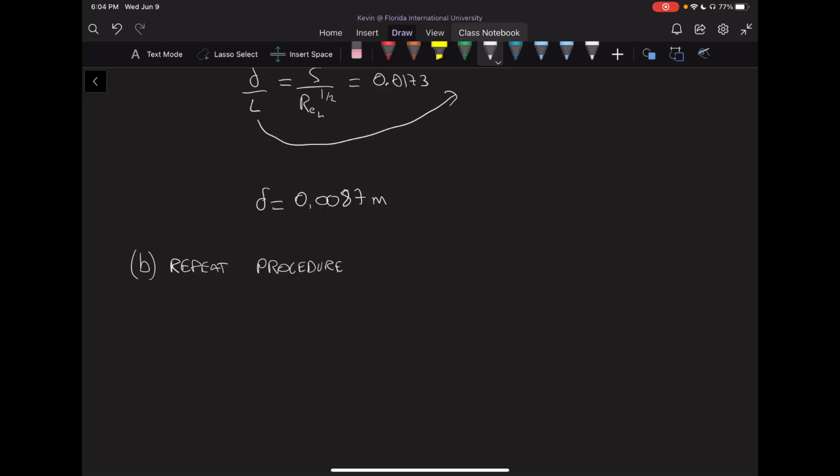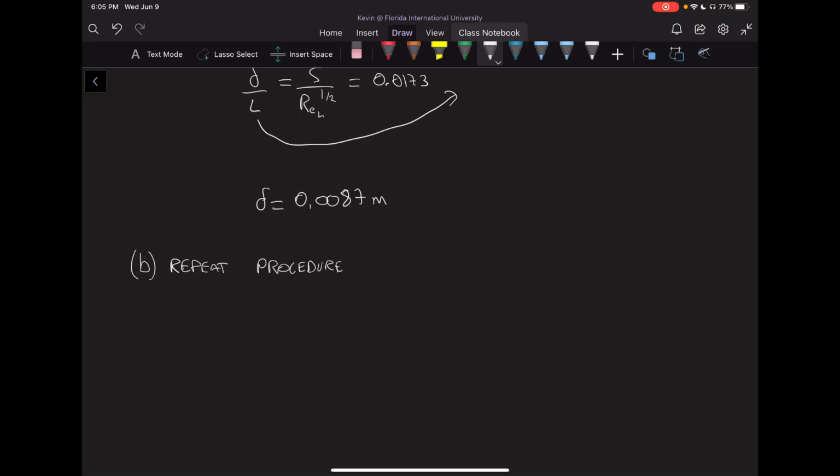But if you want to look at how you would repeat the procedure, just do the same procedure with water and you would find your Reynolds number again and see that it would actually be possibly turbulent. So there might be a problem with the water solution. Okay? And I'll let you do that in your own time.